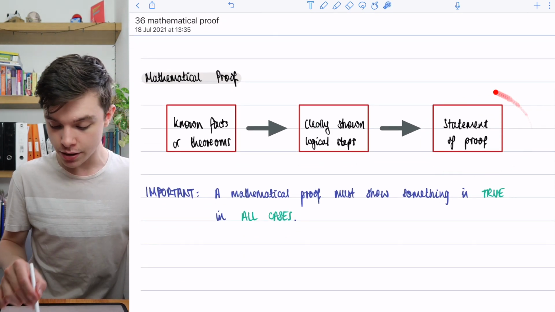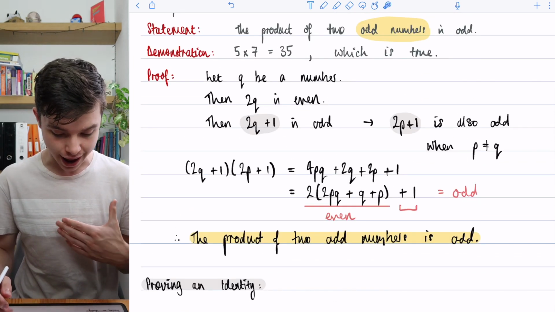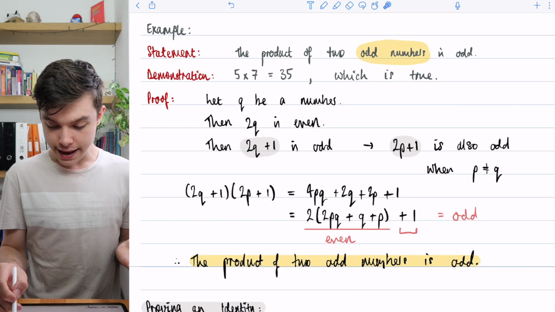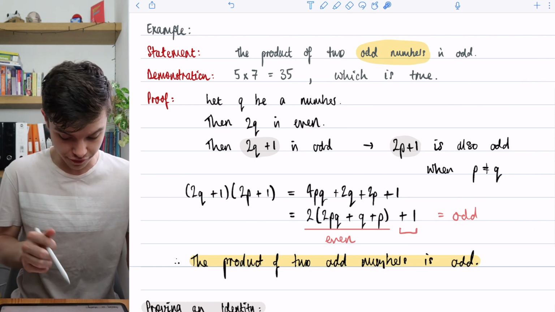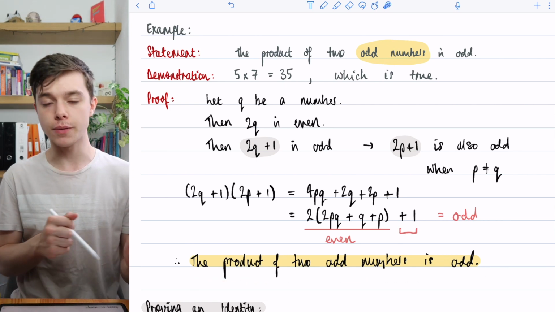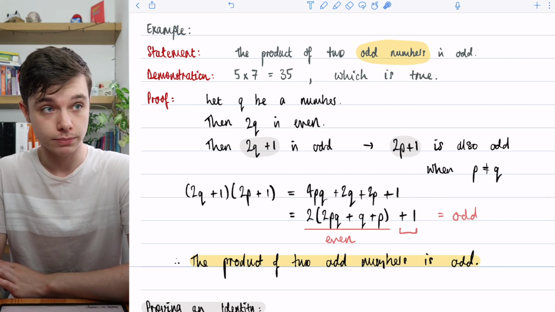That is the statement of the proof. We've done a little statement at the end. We've said, okay, here is the statement. Here's my mathematical working. That's why it's called a mathematical proof. And then I've said, okay, well, therefore, I've done the proof, so the statement must be true.